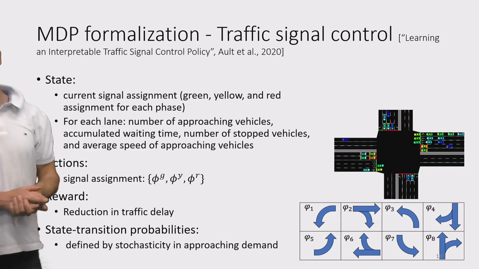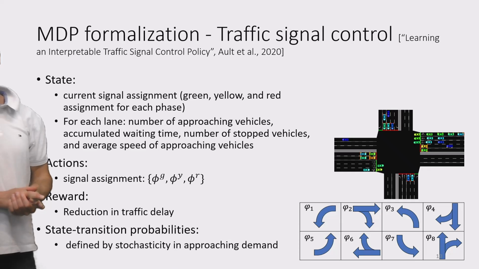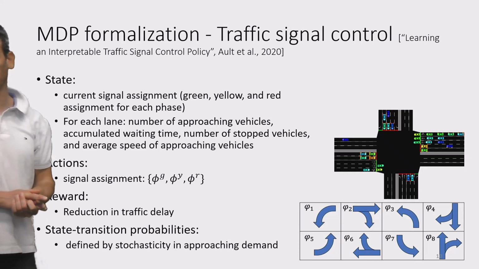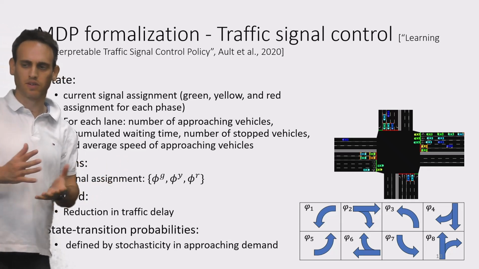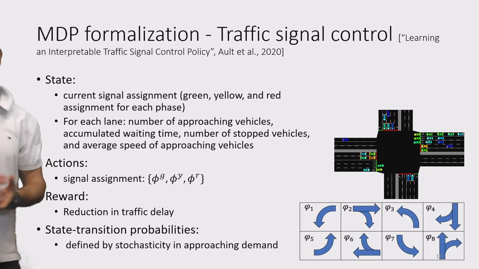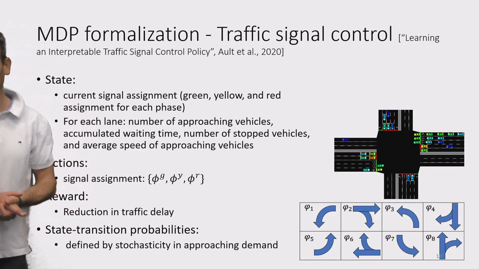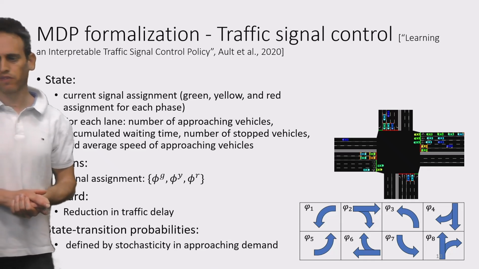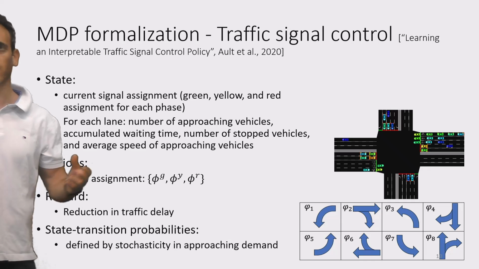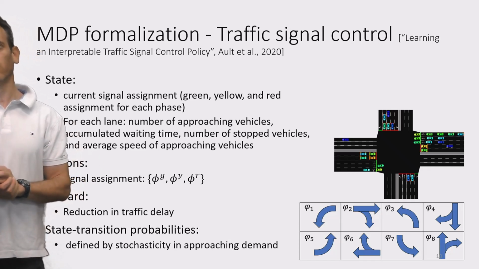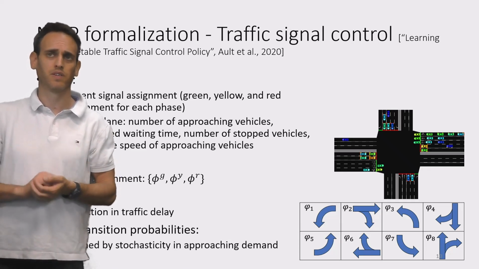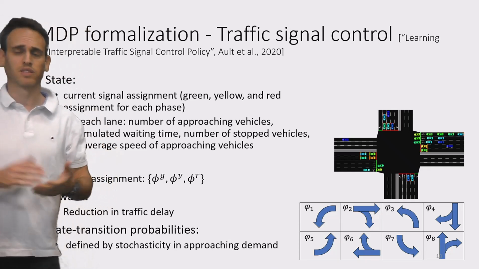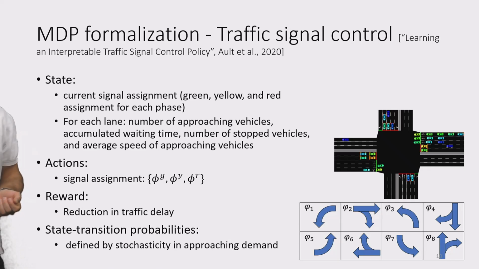Actions in this case will be the signal assignment, so which phases get a green assignment, which get a yellow assignment, and which direction gets a red assignment. The reward can be reduction in traffic delay or the throughput of the intersection, or there are several variants here. But the reduction in traffic delay can be a reasonable reward. And the state transition probabilities are defined by the stochasticity in the approaching vehicle domain. How many vehicles are coming to the intersection, and sometimes the speed of the vehicles. Each driver has a different speed. Maybe there's slight deviation in the trajectories, accidents, and so on. There's a lot of stochasticity in this environment. Questions? No. Okay.